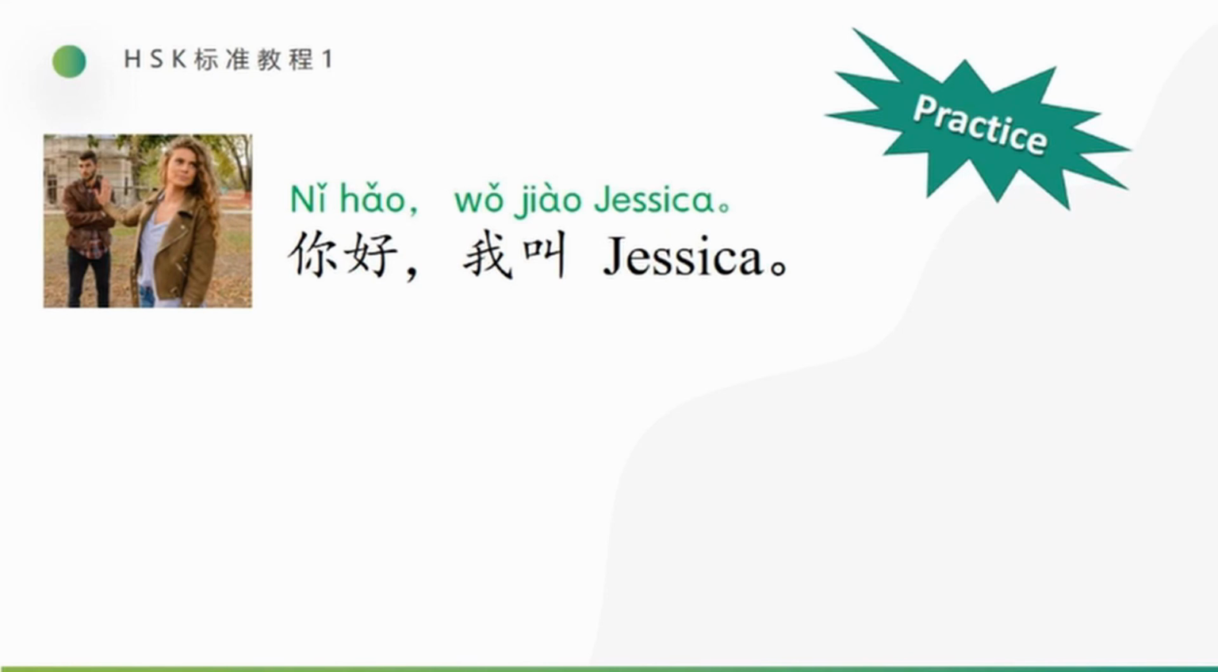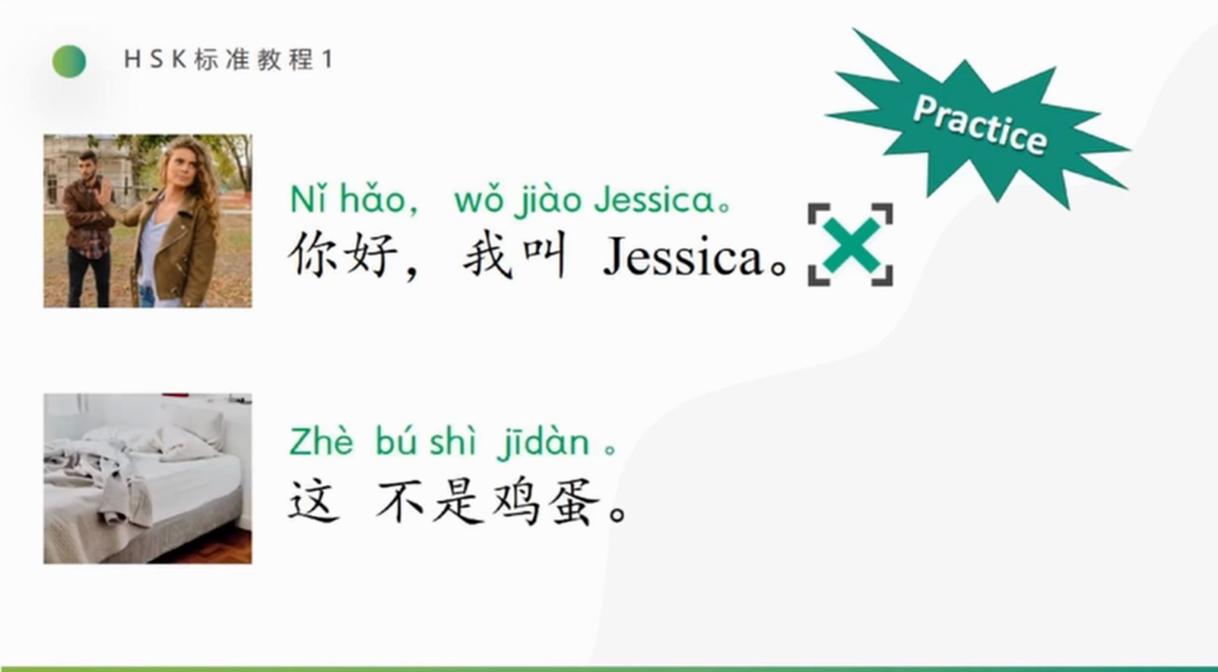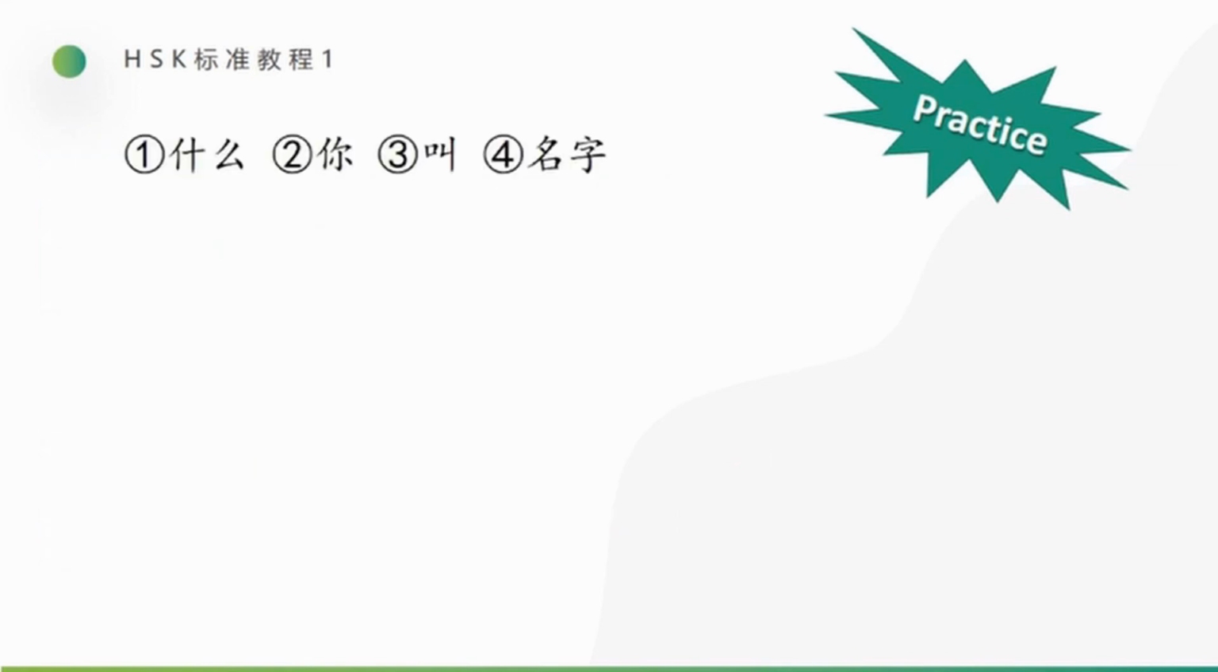Next, let's look at this picture. What are they doing? Are they greeting each other? Yes, 这是错的, it's wrong. 你好，我叫 Jessica. It's not describing the picture. Okay, this one. 这不是鸡蛋，对的。这是什么？Can you answer me? 这不是鸡蛋。Very good. 这是床。Good. 好，This is the last practice.